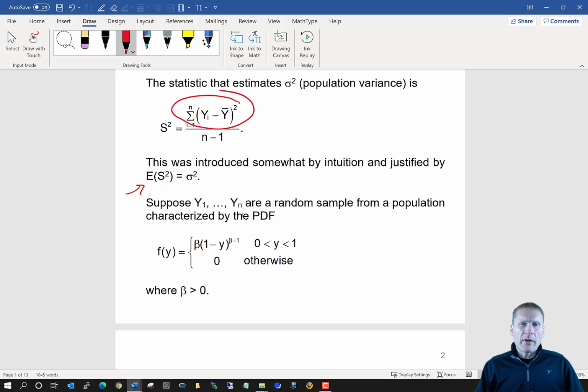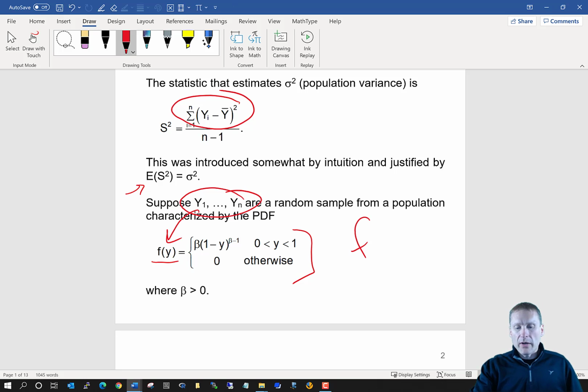But let's say we have the following situation instead. Suppose we have y1 through yn as a random sample from a population characterized by this particular PDF. Notice the y's are between 0 and 1, and we also have this parameter beta. As we've seen before with probability distributions, this parameter is going to control the shape of the PDF. Do also note that I just have this written in terms of f of y. This is just an easy way to say that these y's have this corresponding PDF.